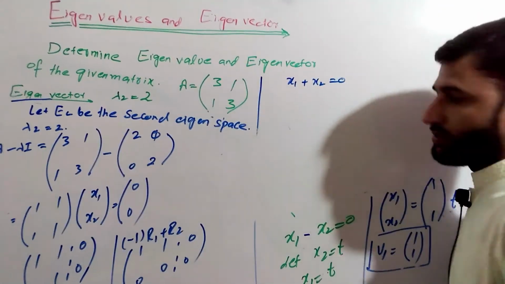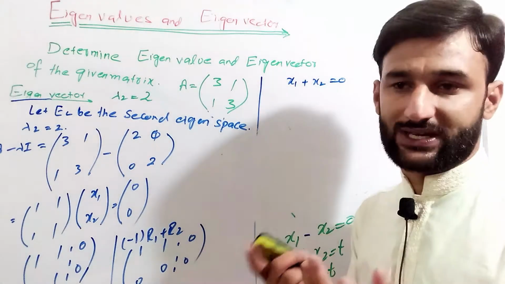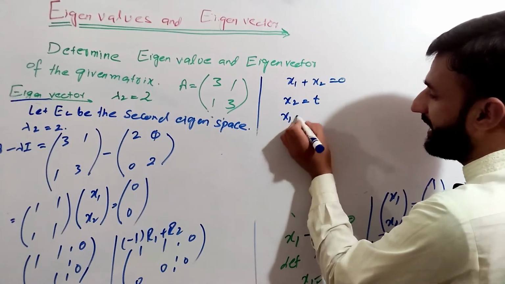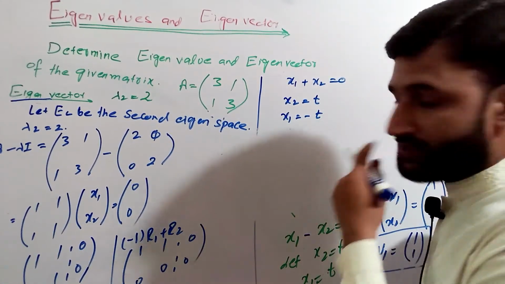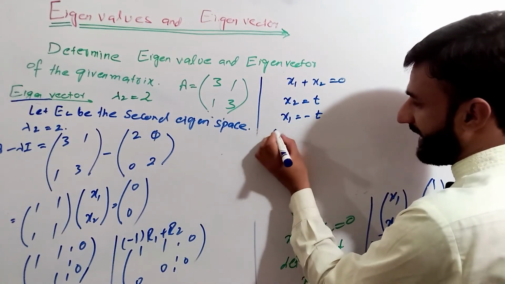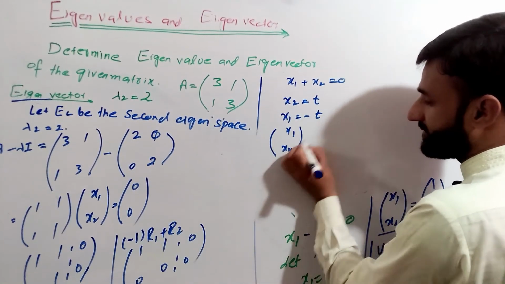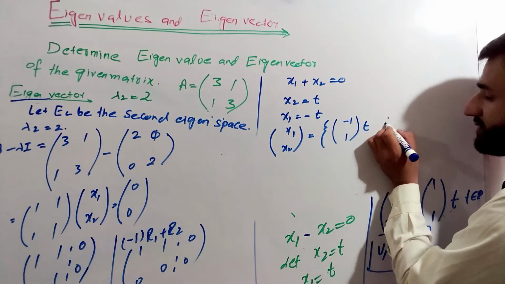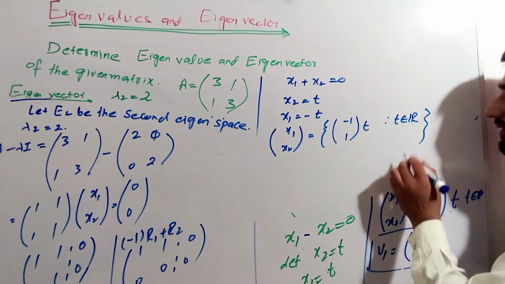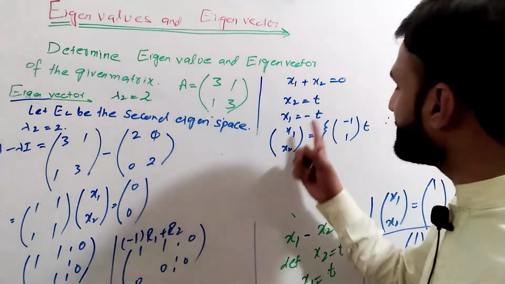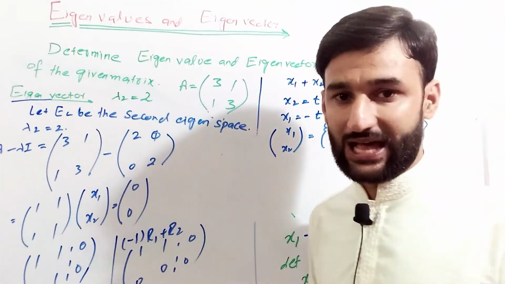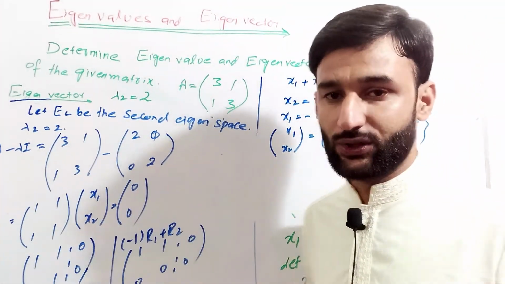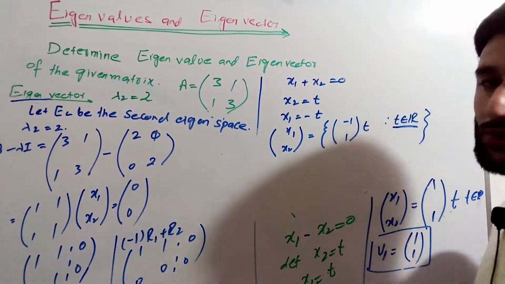is equal to 0. It depends on your condition. For example, if I choose x2 equal to t, then x1 equals minus t. So we can write the eigenspace as (x1, x2) equal to t times (negative 1, 1), such that t belongs to the real numbers. Basically t is a free variable, a free parameter, and you can choose any value in the real numbers.